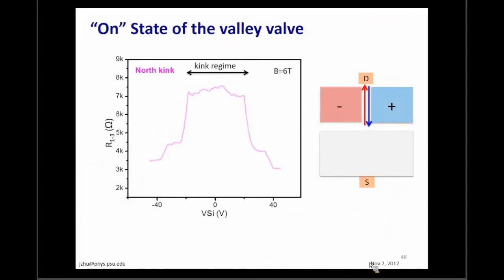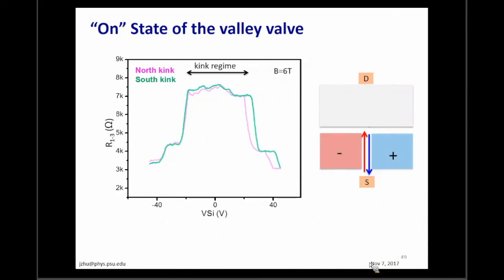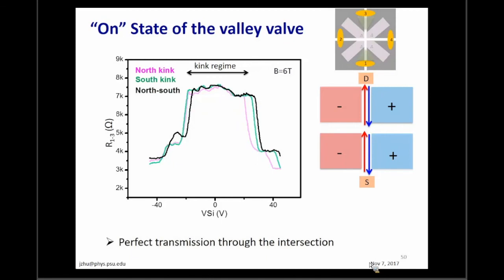So I'll show you how these work out. So first the valve. This is the on state of the valve. I want to first show you how each channel looks. That's the north channel, we measure it by itself. That's the south channel that we measured by itself. You see they're almost on top of each other, including the wiggles. The wiggles come from contacts, which we kept the same. And then this is through both channels at once. That's the black curve.